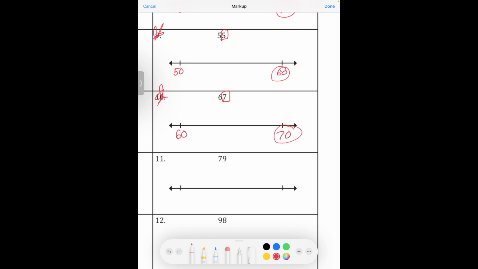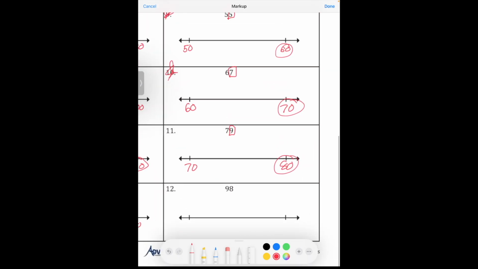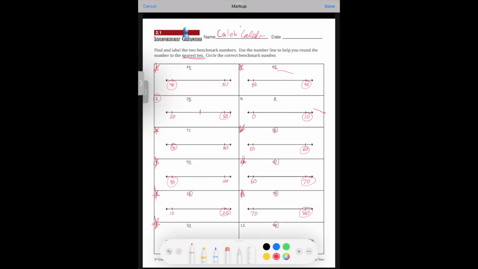All right, 79. It's either down to 70 or up to 80. Well, obviously 9 is 5 and above, rounds up to 80. Last one on this page, 98. Either down to 90 or up to 100. 5 and above, up to 100. Okay, remember, make sure you have a star or a circle on each one. Put the correct answer once you've got it solved.